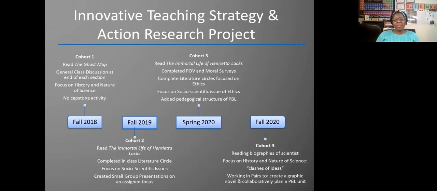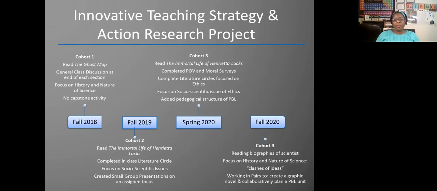But one thing we did differently was we had students do small group presentations where they were assigned a particular focus. Then in the spring of 2020, we worked with a third cohort where they also read The Immortal Life of Henrietta Lacks. This was the introductory methods course, so this would be their first methods course. So we found that this book would be a little bit easier for them, we thought.